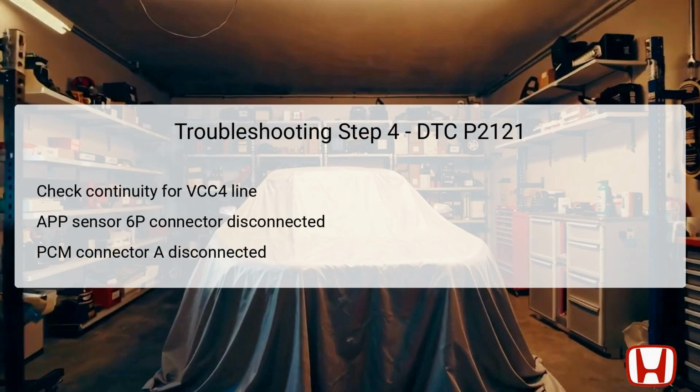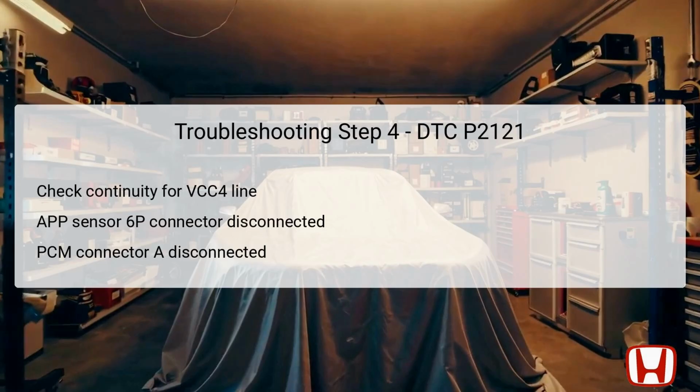process. In step 4, you will conduct an open wire check of the VCC4 line. With the vehicle still in the off lock mode, ensure that both the APP sensor 6P connector and the PCM connector A remain disconnected from the wiring harness. This careful disconnection is essential for accurate testing.